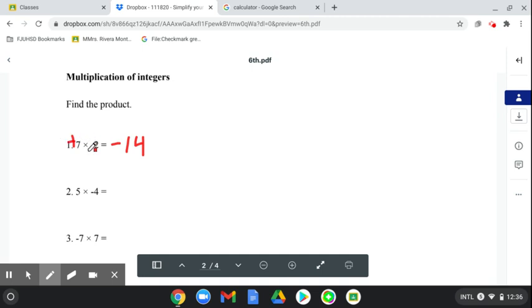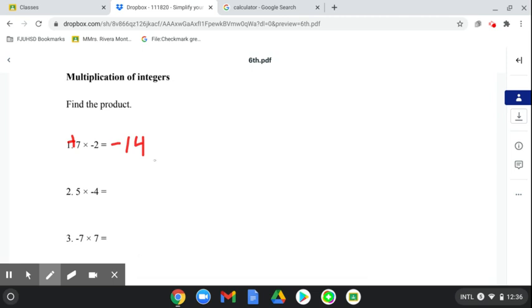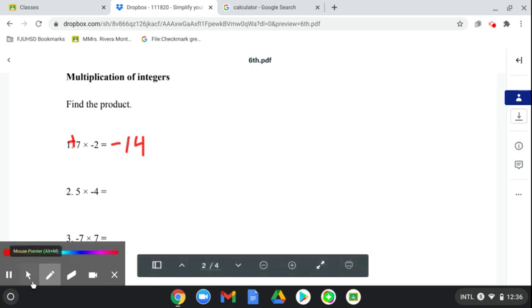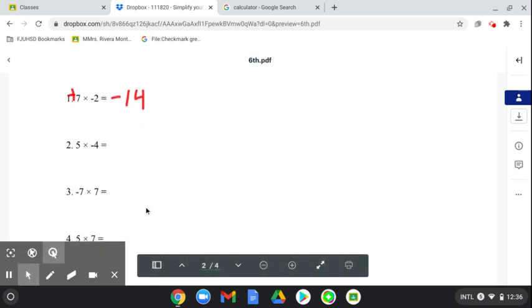If it was a +7 times a +2, then you get just 14. And if it was a -7 times a -2, you get just 14. And if it be a -7 times a +2, you get -14. So opposite signs equals negative and same signs equal positive. Okay, and so that's really the only thing that you have to remember.